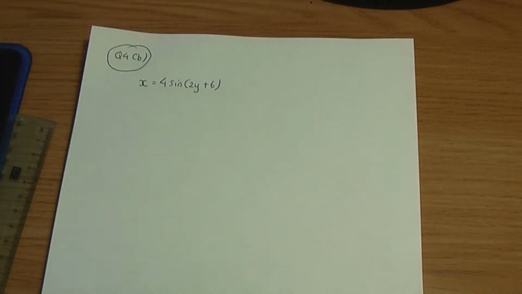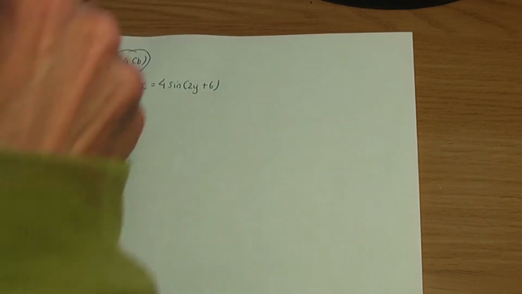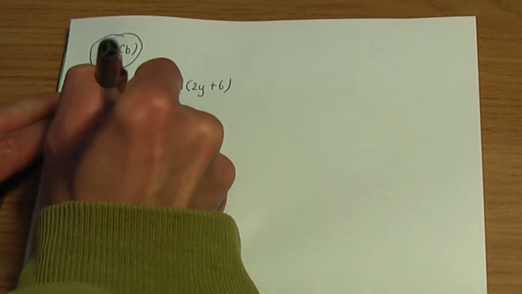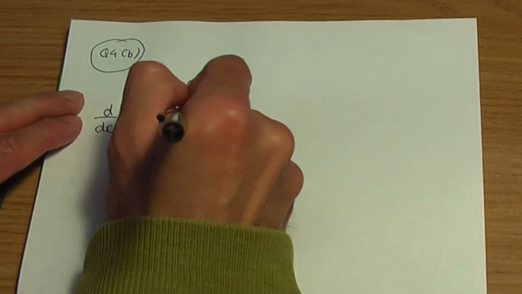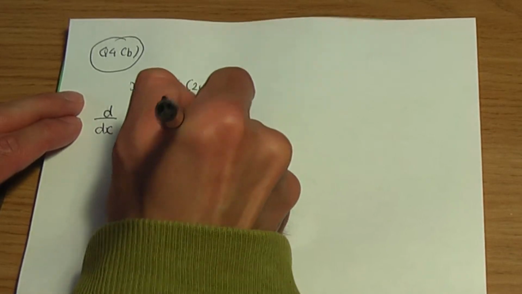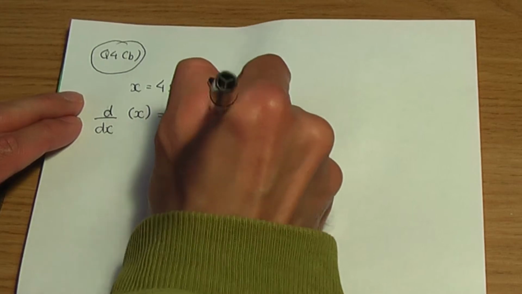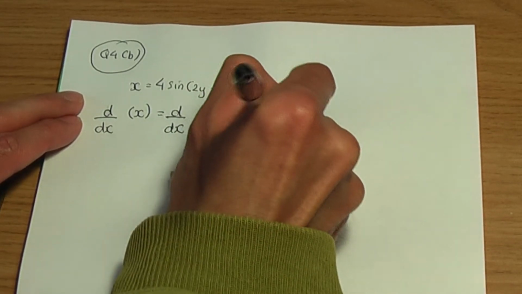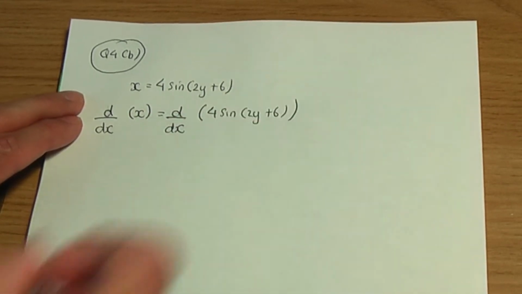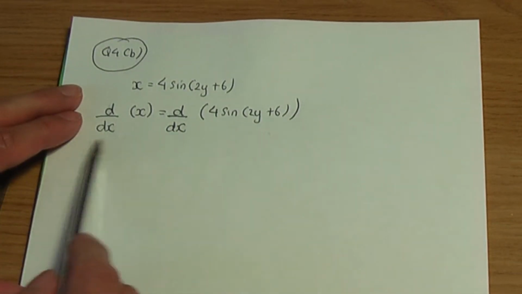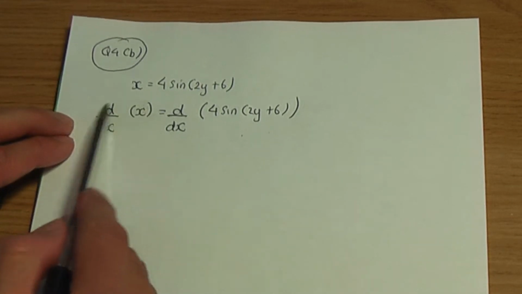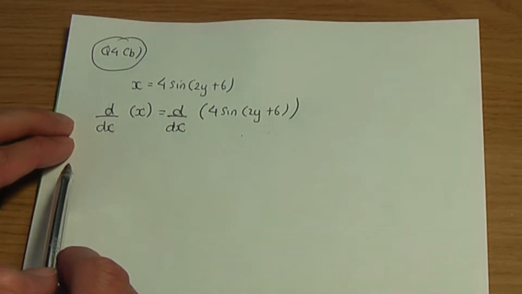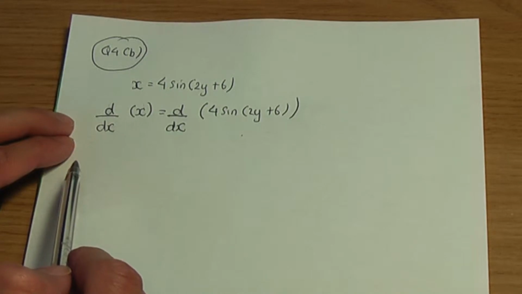So what we're going to do is differentiate both sides with respect to x. Let's differentiate the left hand side, d by dx of x, and we also need to differentiate the right hand side with respect to x, so we need to work out d by dx of 4 sine 2y plus 6. The derivative of x is very straightforward, it's 1.